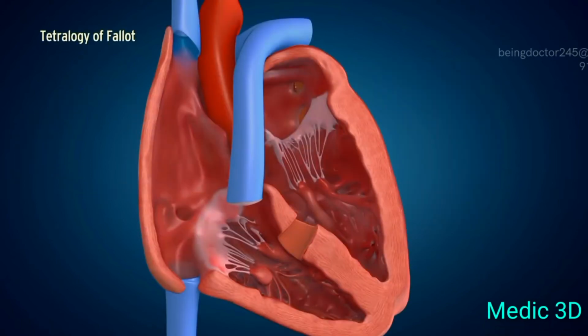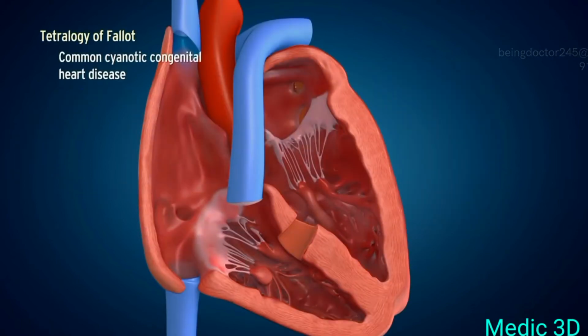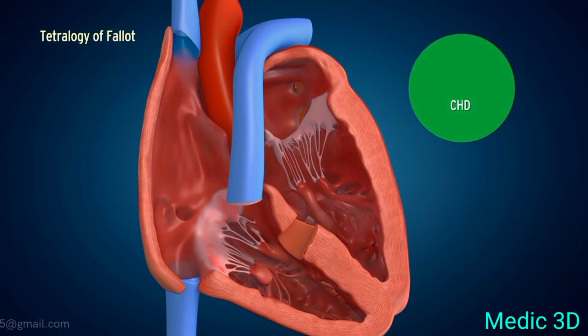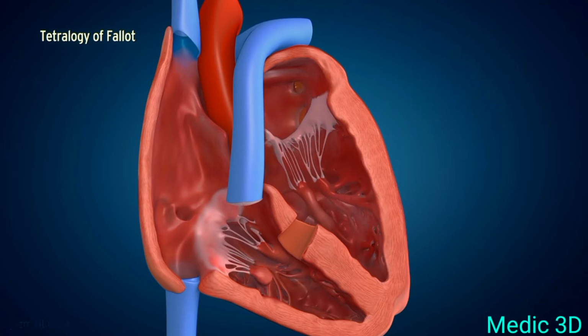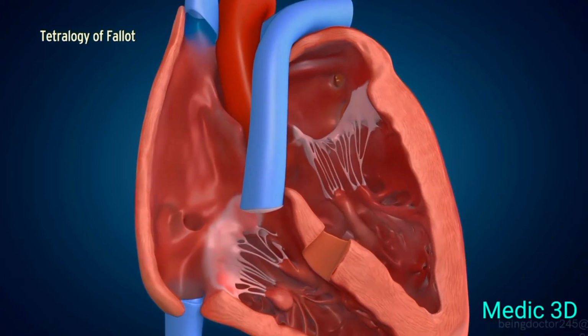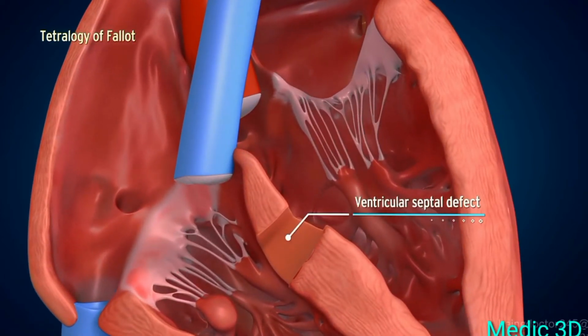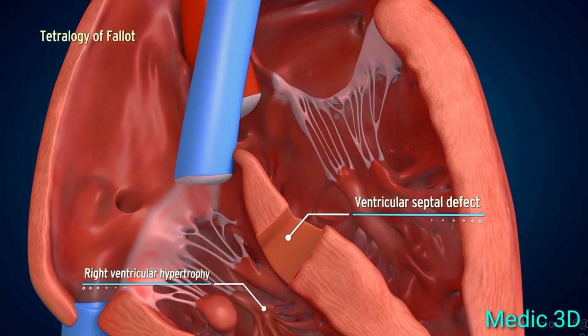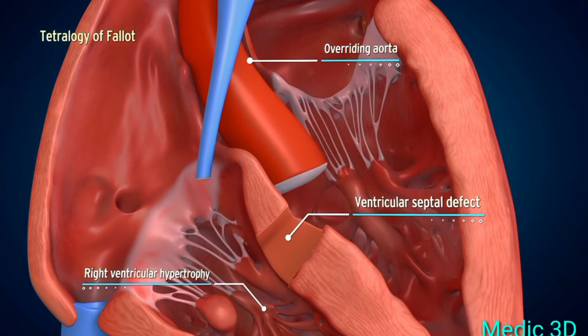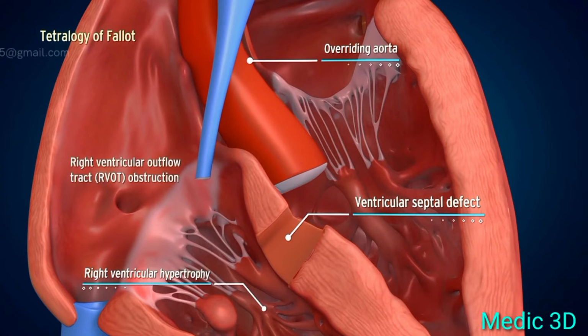Tetralogy of Fallot. It is the most common cyanotic congenital heart disease. It is seen in about 10% of children with congenital heart disease. There are 4 cardinal features of tetralogy of Fallot, which are ventricular septal defect, right ventricular hypertrophy, overriding aorta, and right ventricular outflow tract, RVOT, obstruction, or subpulmonary stenosis.